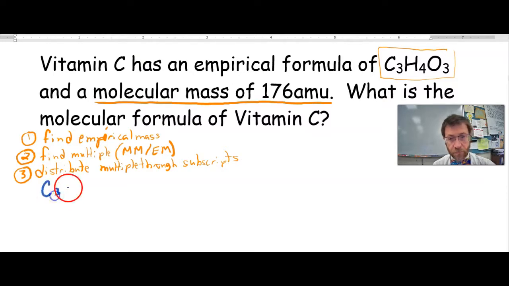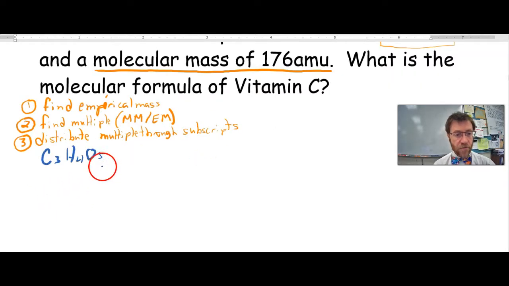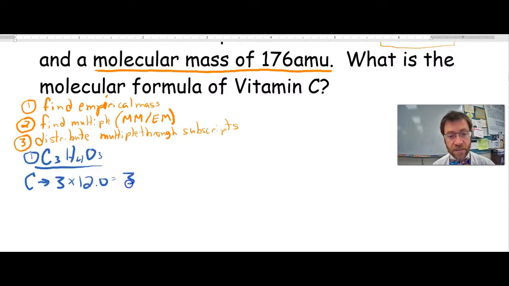All right, so let's get to it. C3H4O3. Let's find the mass of this bad boy. So for carbon, there are 3 of them. Each carbon weighs 12.0. That'll give me 36.0 AMUs from carbon. For hydrogen, there are 4 hydrogens. Each hydrogen weighs 1.0. That gives me 4.0 in all.